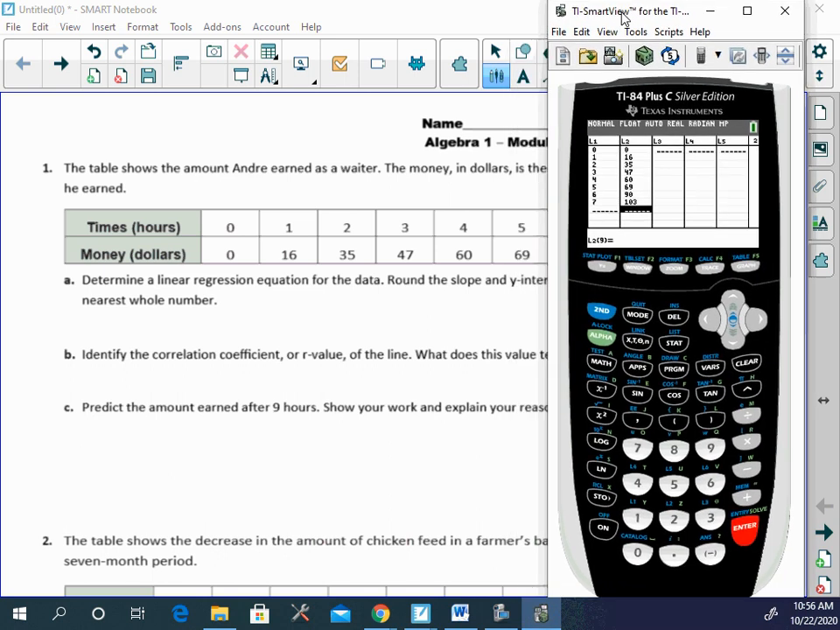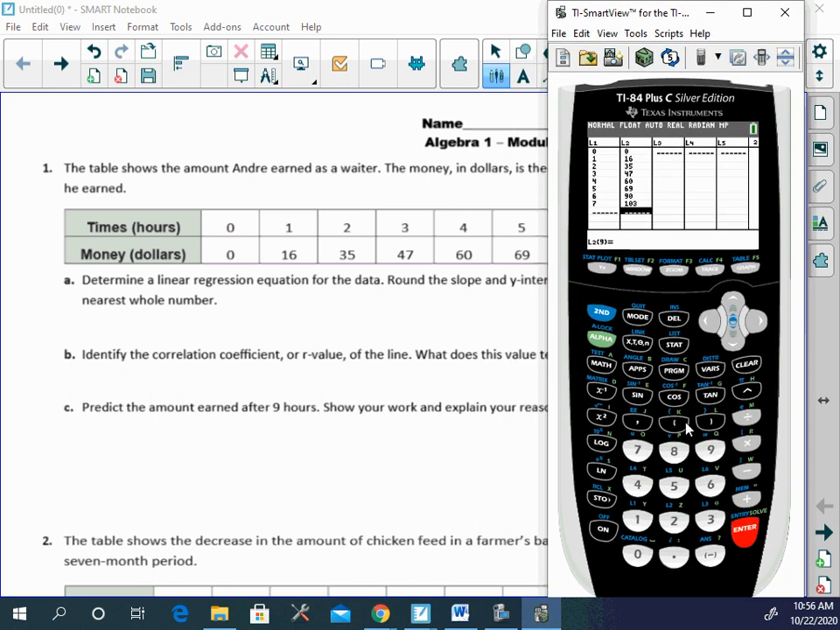So we have our data in. Then we go stat over to calc. So we're going to calculate our linear regression. So that's number 4. You can either hit 4 or you can go down to 4 and hit enter. And it should be pulling from our L1 and L2.